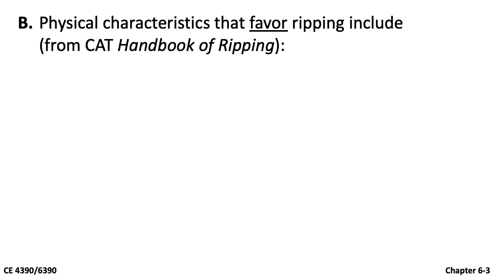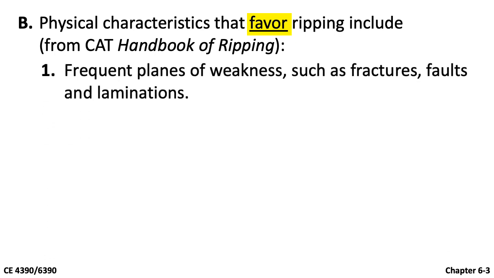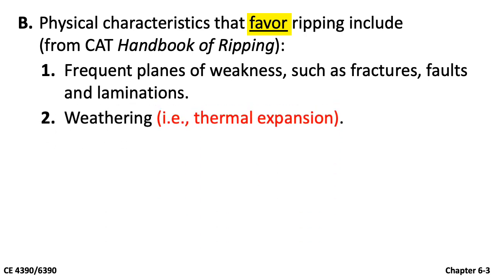So, when to use ripping to excavate rock? Caterpillar has another performance handbook specifically for ripping. This handbook provides a list of physical characteristics that favor ripping rather than blasting, including the following. Number 1. Use ripping when the rock bench has frequent planes of weakness, such as fractures, faults, and laminations. Number 2. It is best to use ripping for rocks that are broken into small pieces due to weather conditions.